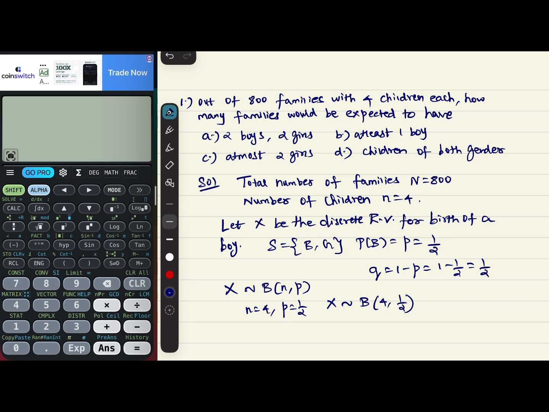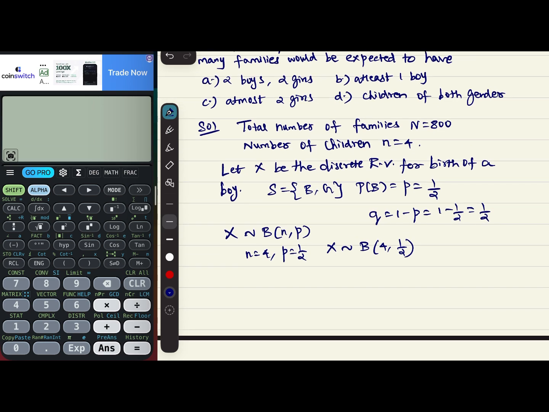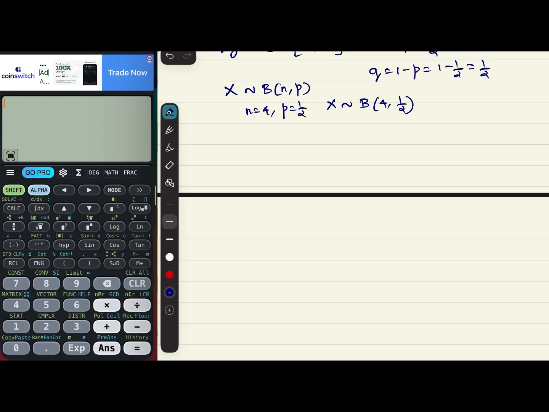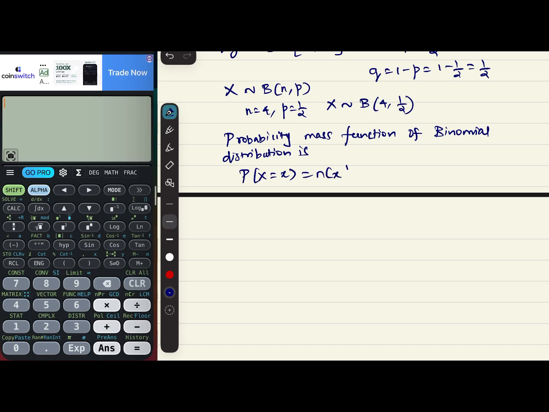Alright. Now you can see very well the probability mass function of binomial distribution is probability of X equal to x, which is nCx p power x q power n minus x. x runs from 0, 1, 2, 3, etc. up to n, and probability of success plus failure equal to 1.